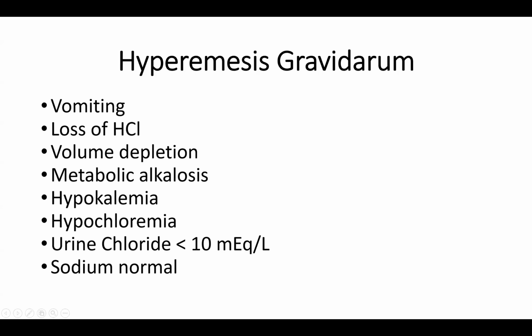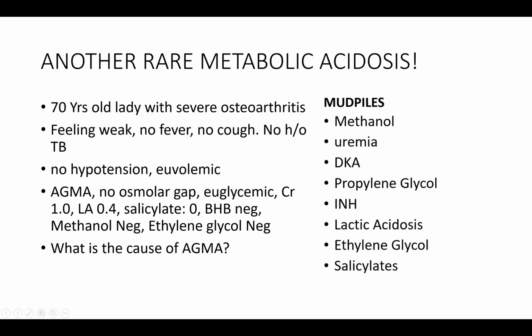In pregnant people with hyperemesis gravidarum, they get loss of hydrochloric acid, volume depletion, metabolic alkalosis, hypokalemia, hypochloremia, low urine chloride with normals. Okay, this is another metabolic acidosis patient, 70-year-old lady with severe osteoarthritis. This is somebody I saw recently. The age and some numbers I made up, but I did see the patient with this problem. So this patient with the severe osteoarthritis was taking a lot of, in the US now, it's hard to get narcotics. So a lot of people take a lot of non-steroidals and acetaminophen, salicylates, and other non-steroidals.